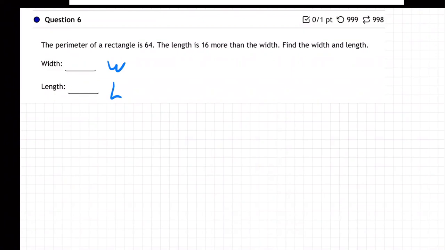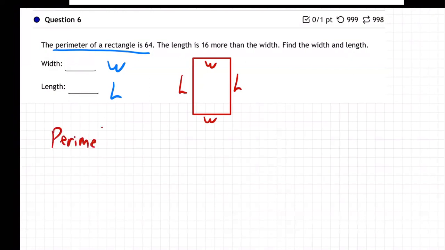The perimeter is 64. Now, do you know the formula for the perimeter of a rectangle? Let me draw a little rectangle. It might help. Okay, a little rectangle. Here's width, length. Okay, so perimeter. Formula for perimeter is 2 lengths plus 2 widths, and they tell me that is 64, so that equals 64.